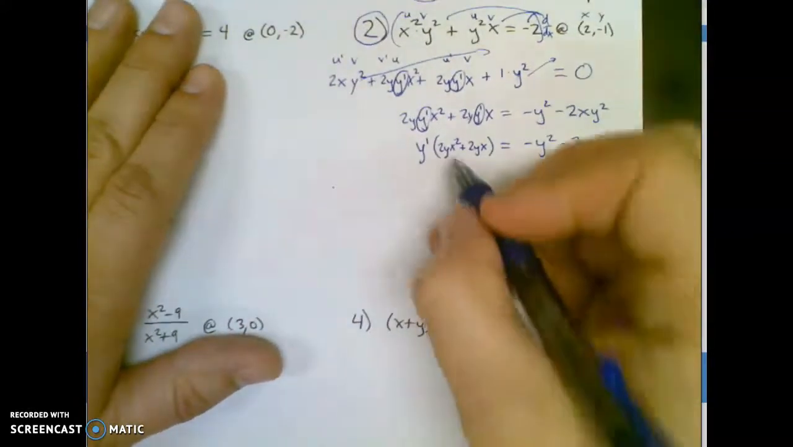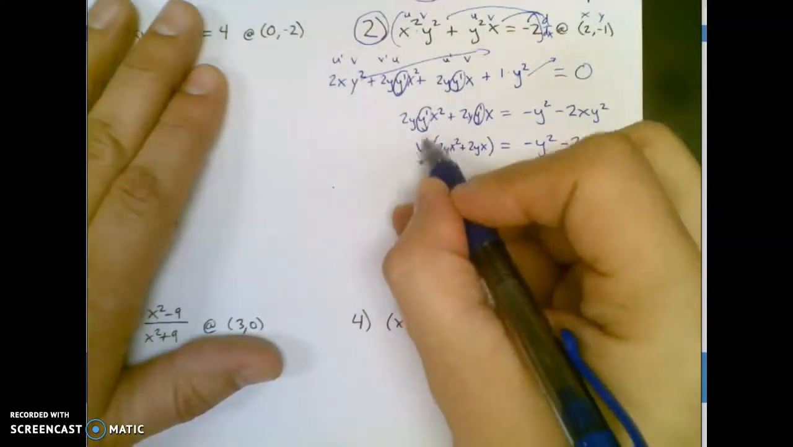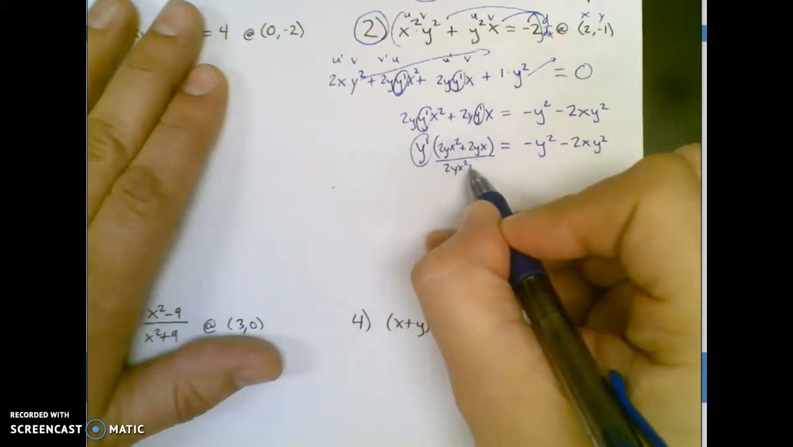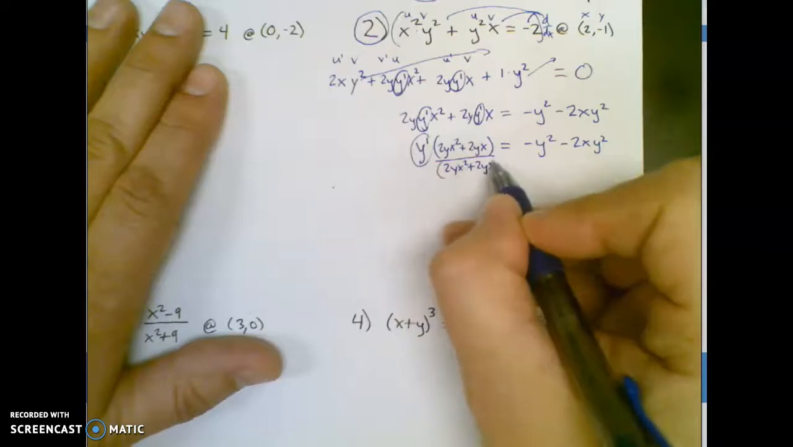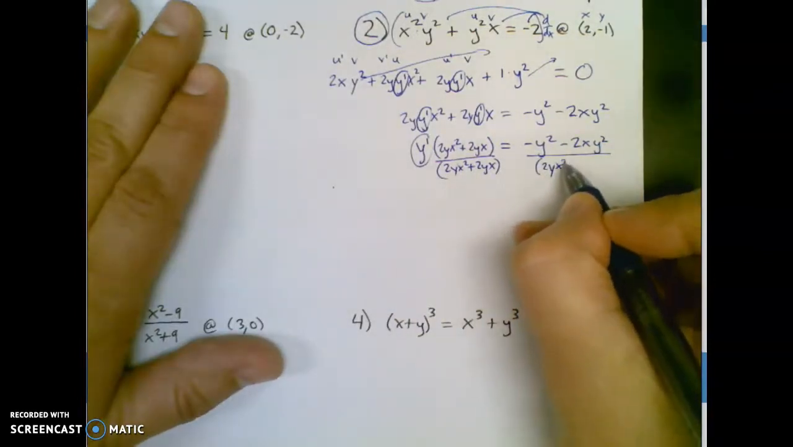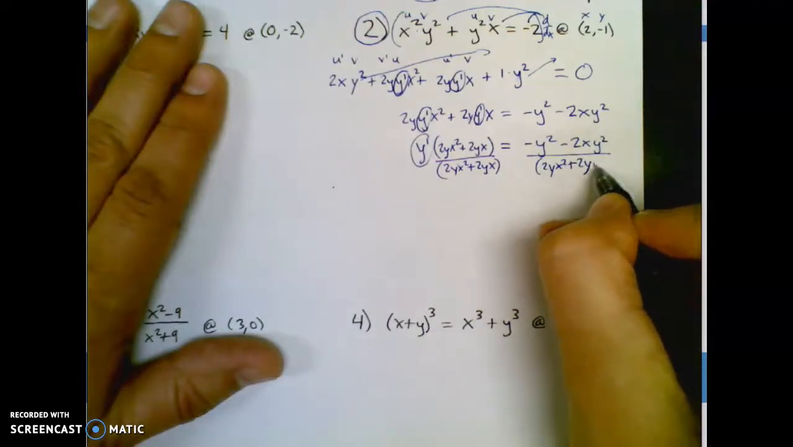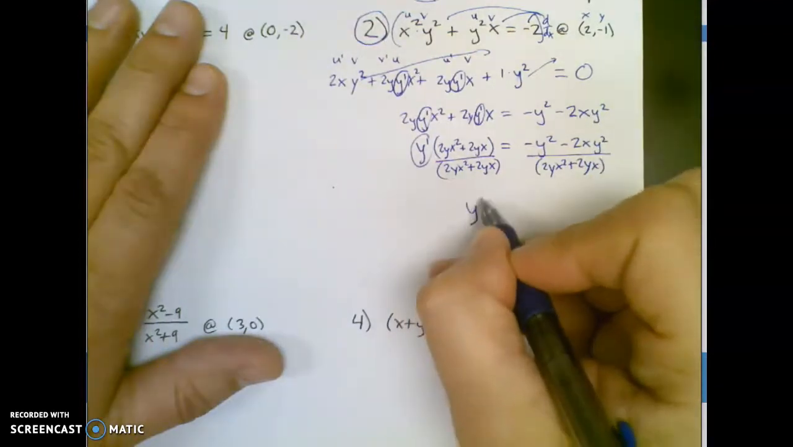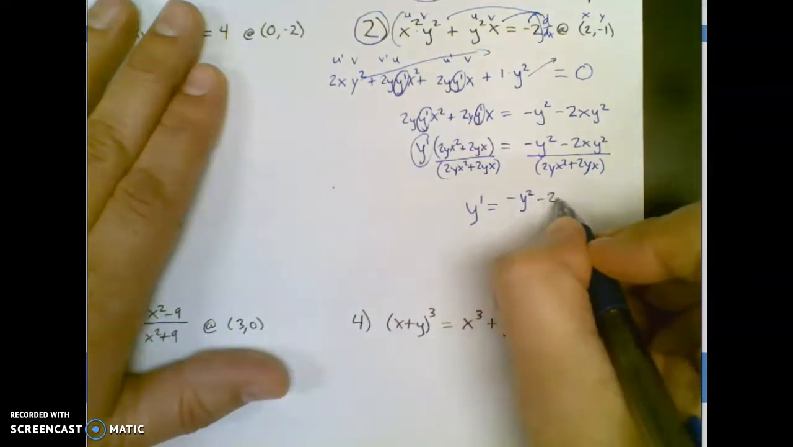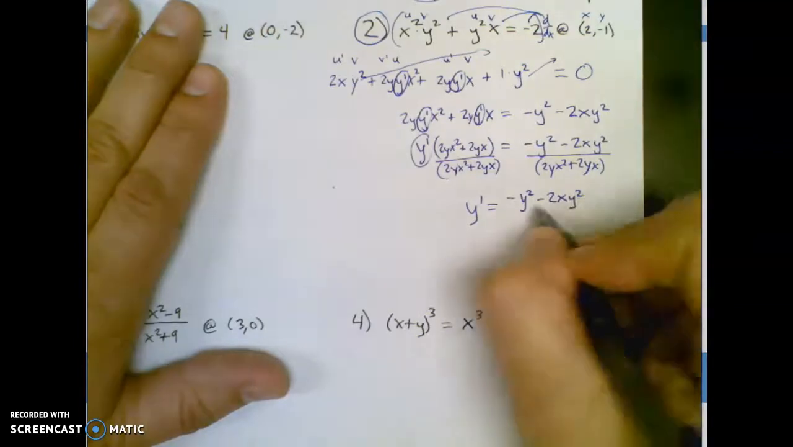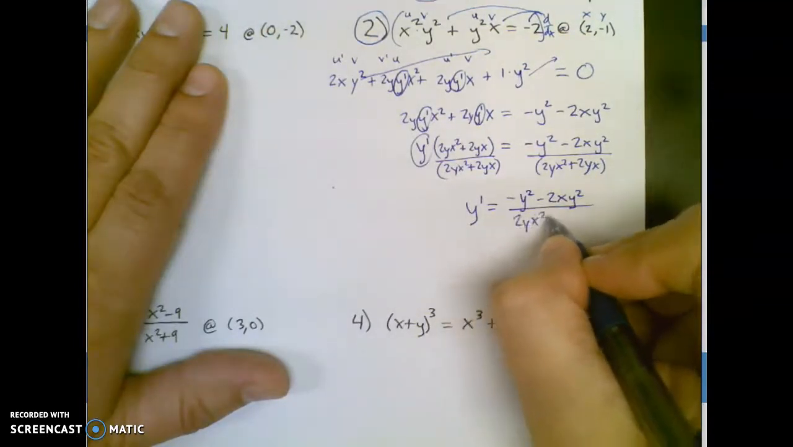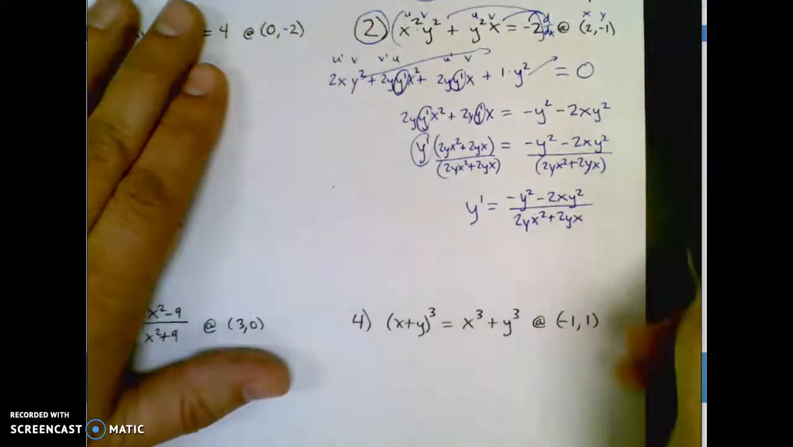Now I'm almost done. I just have to divide. To isolate this, I just have to divide both sides by this weird thing. Whatever I do to one side, I've got to do to the other. 2yx squared plus 2yx. So y prime, my slope, is negative y value squared minus 2 times the x value times y value squared over 2yx squared plus 2yx. Boom.